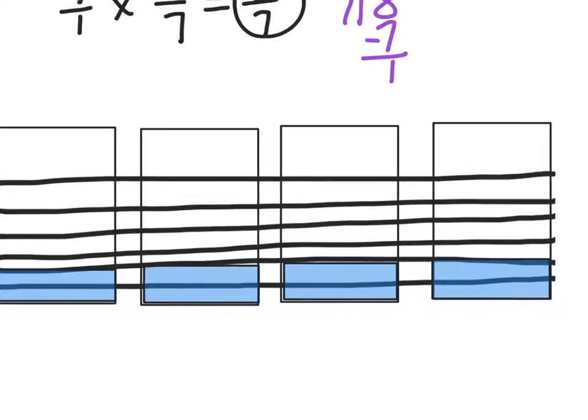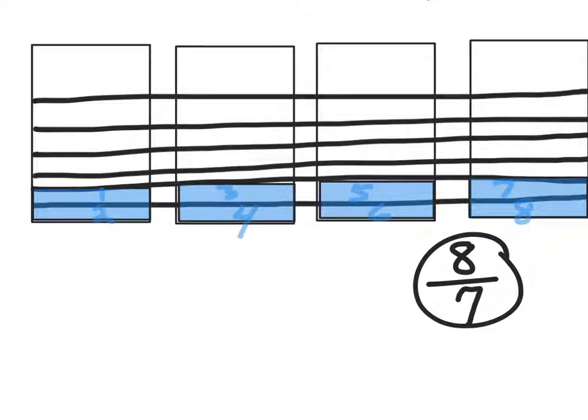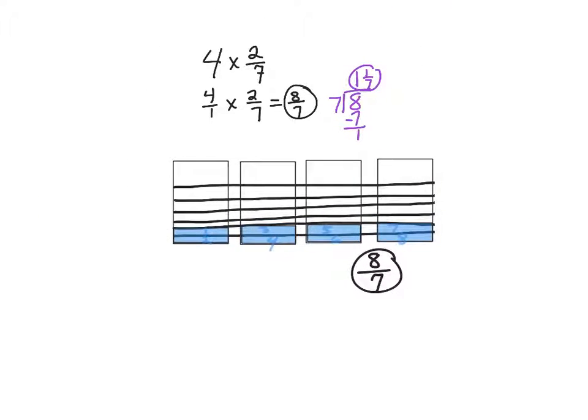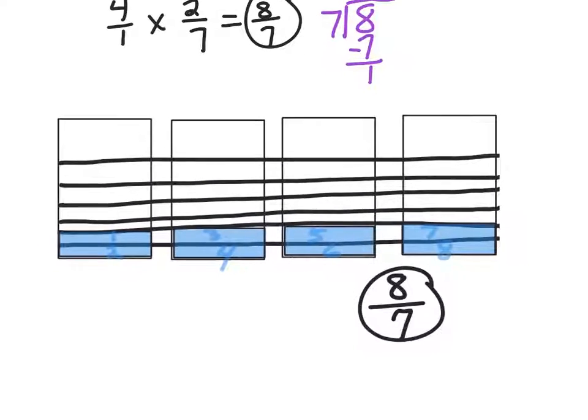So now the first thing I can do is just go ahead and count these bad boys, right? And I got 1, 2, 3, 4, 5, 6, 7, and 8, right? So I've got 8 sevenths. And as you see, that agrees with our algorithm right here, right? But now I changed this 8 sevenths into a mixed number. Let me show you how I can do that with the mathematical model, right?